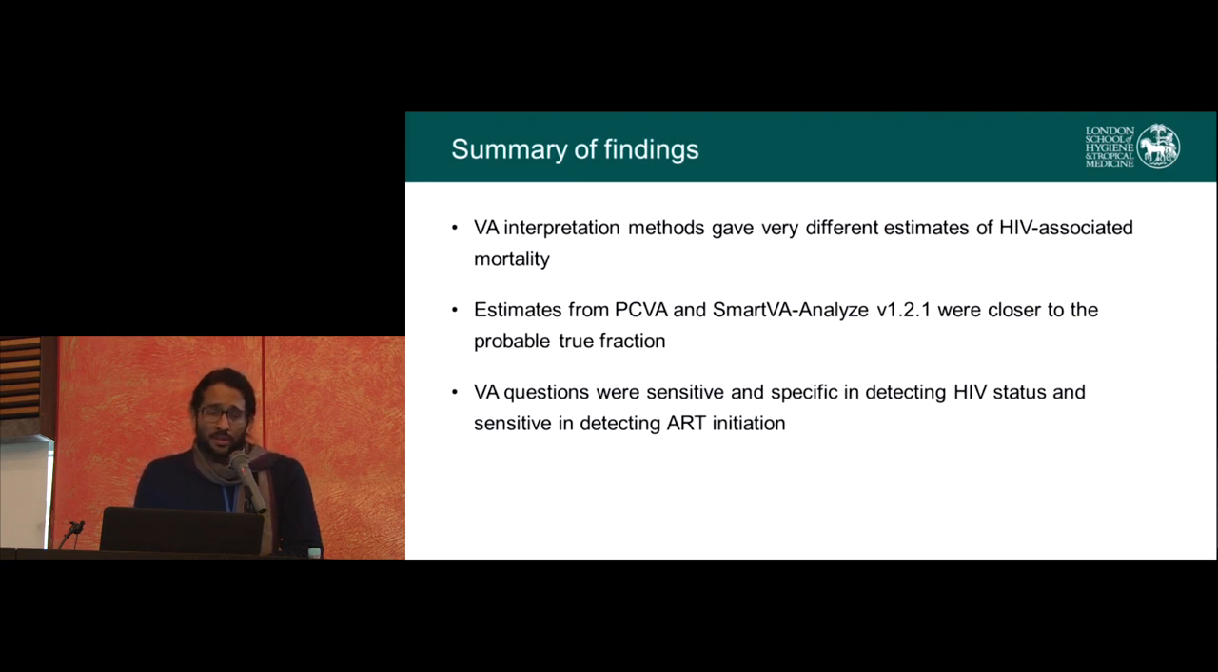So just a summary of what we found. VA interpretation methods were not particularly consistent in assessing HIV-associated mortality, particularly among HIV-positive people, but the newer versions of SmartVA Analyze did perform much better. VA questions in general were sensitive and specific in detecting HIV status and sensitive for ART initiation.